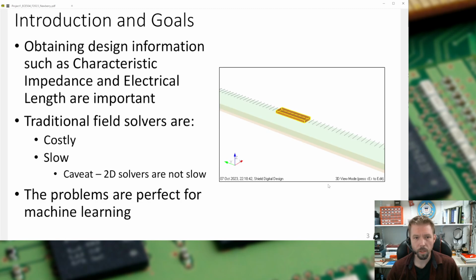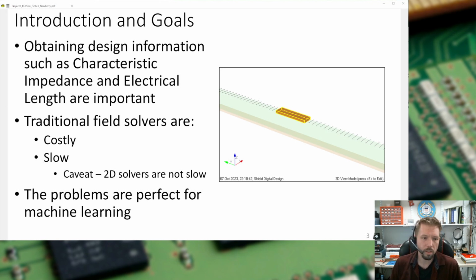So to give some introduction and some theory here, we're looking to obtain characteristic impedance and electrical length for transmission lines, and obviously this is important. This is important for RF design, especially electrical length and characteristic impedance, and then for high-speed digital design, this can be especially important, maybe more the characteristic impedance than electrical length per se.